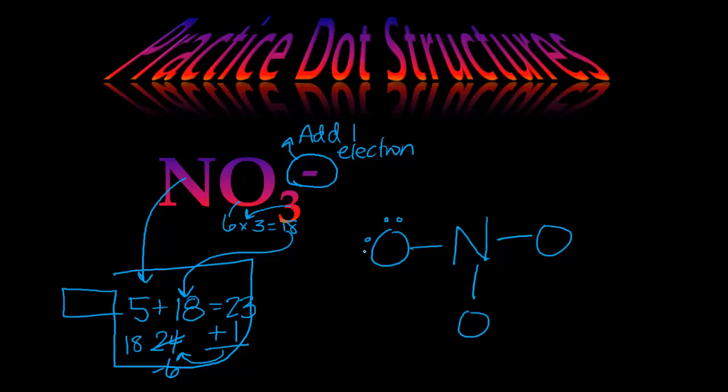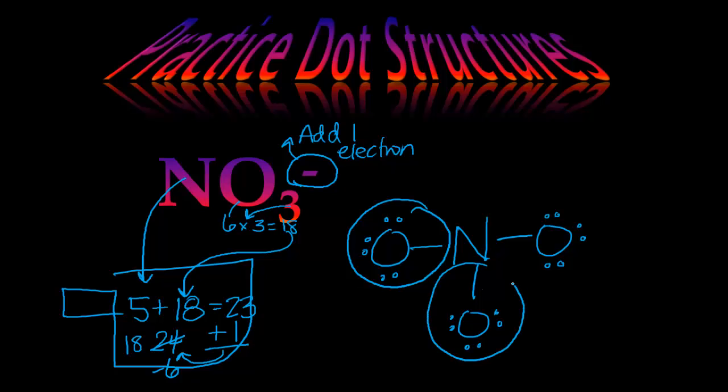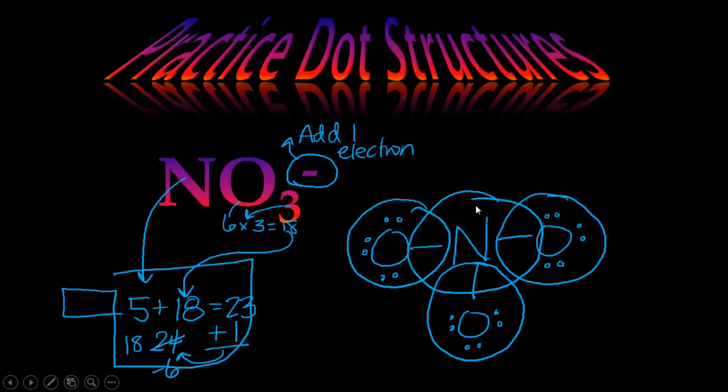Double them up. 2, 4, 6, 8, 10, 12, 14, 16, 18. Now, check your octets. O is good. O is good. O is good. Oh golly, N is not. So N needs to steal an electron, or 2 electrons to get its octet. Uh-oh, how is N going to do that? We can choose. So I'm going to choose these, and I'm going to put them here. Well, N has an octet now.